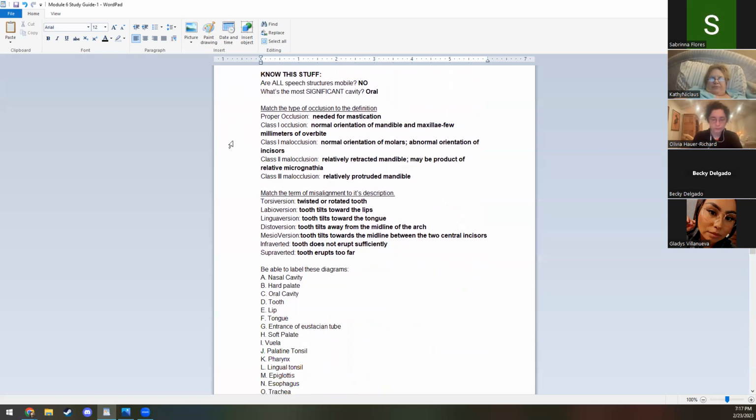And then match the types of occlusion to the definition. So the first one is proper, needed for... I'm saying that wrong. Mastication. Mastication.